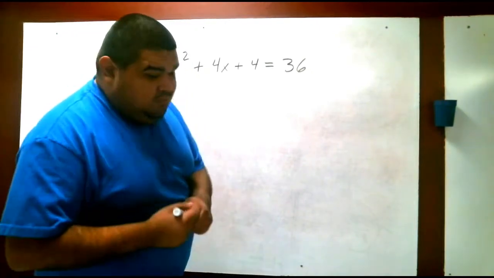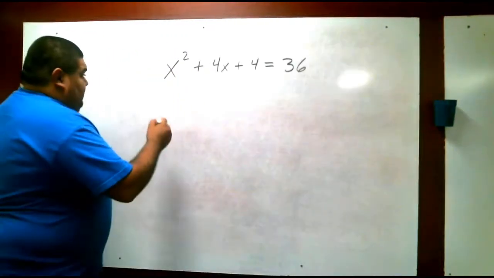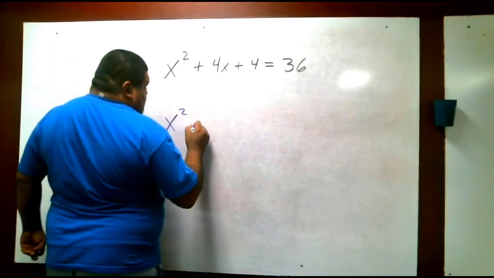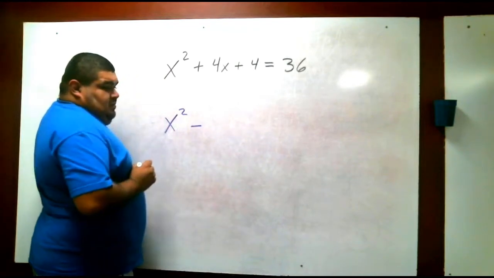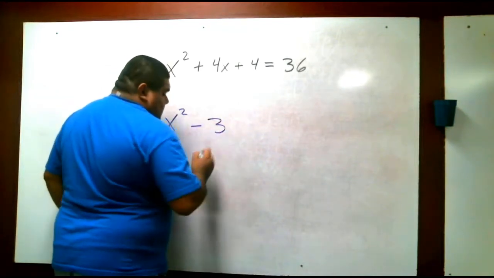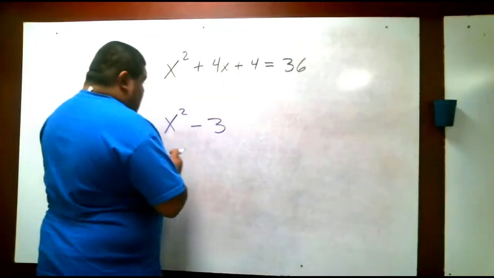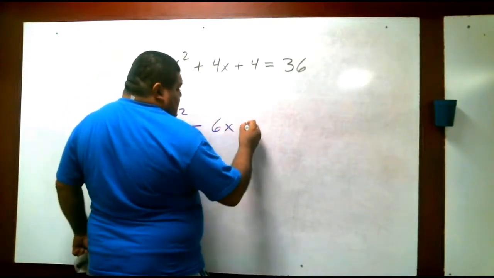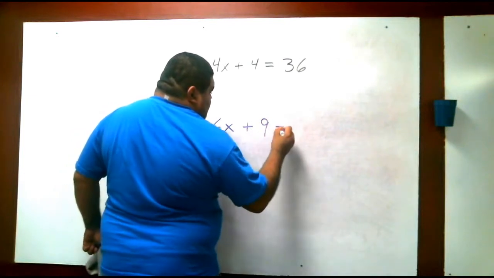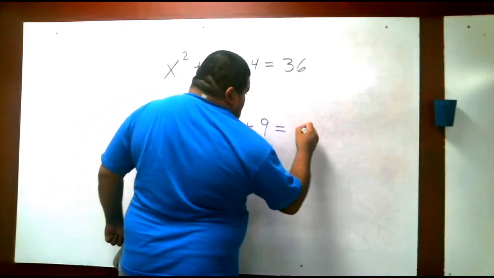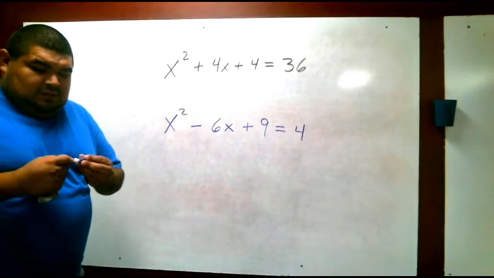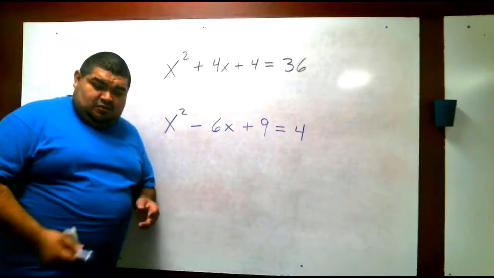Let's do one more. The next one is x squared minus, not 3, let's go with 6x plus 9 equals 4. Those are your 2 problems.